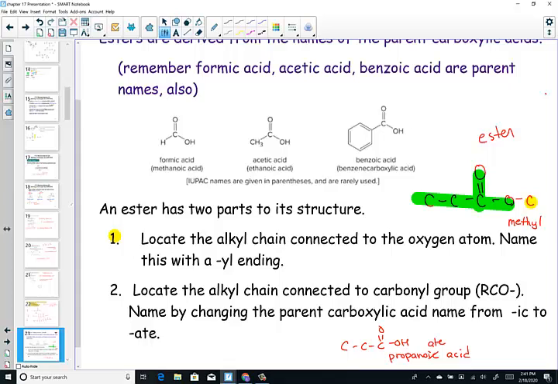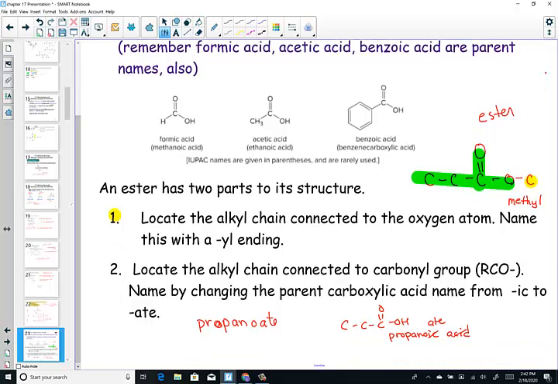Here it's a double vowel. Propanoate. And of course the acid gets dropped as well. And then you just simply put the names together. The alkyl group comes first, methyl. Then the parent, propanoate. The name of that ester: methyl propanoate.